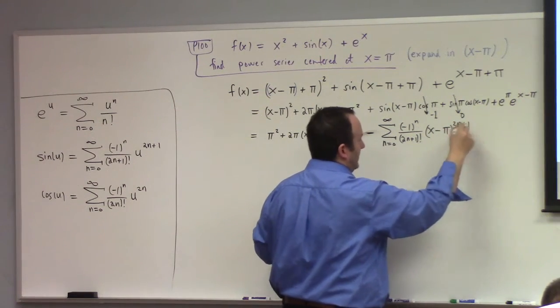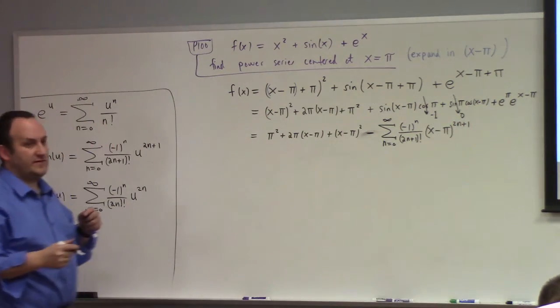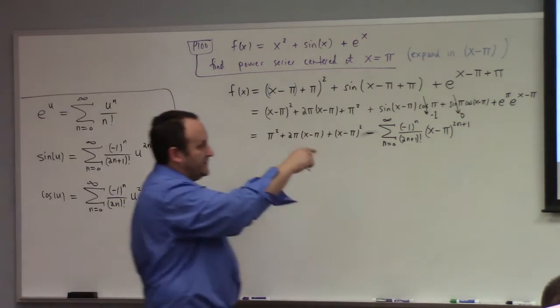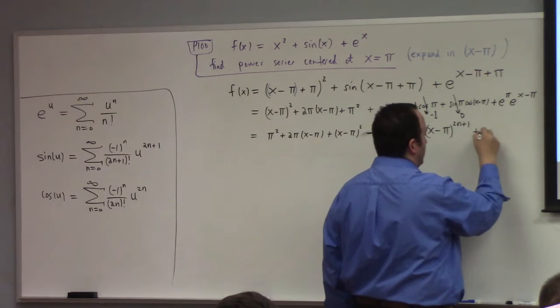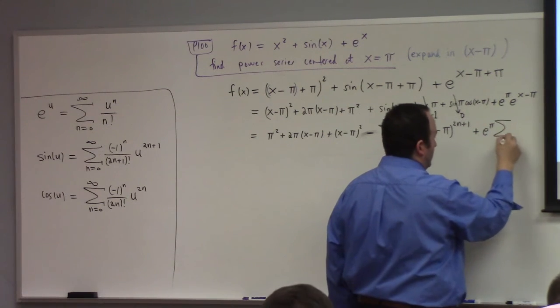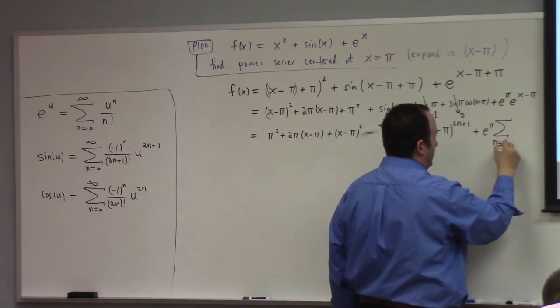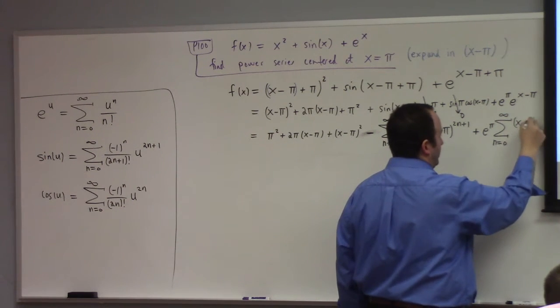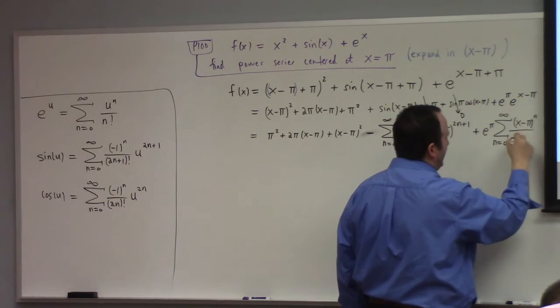What am I doing here? I am using the known Maclaurin expansion with a substitution of u equals x minus pi in my formula over here, right? I'm putting u equals x minus pi to convert to the power series in x minus pi. I'm using the known sine series. And then, of course, this guy, plus e to the pi times the sum n equals 0 to infinity of x minus pi to the n over n factorial.